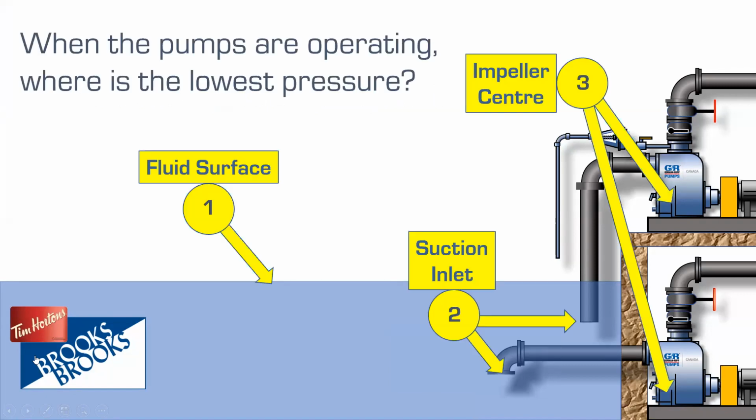And the question is, when the pumps are operating, these two pumps here, one's flooded, one's on a lift, where is the lowest pressure located? Where's the lowest vacuum? Where's the lowest pressure? 1, the fluid surface, 2, the suction inlet, or 3, the impeller center. 1, 2, or 3. I'll give you a few seconds to take a look at that. Where is the lowest pressure? Fluid surface, the suction inlet, or the impeller center?